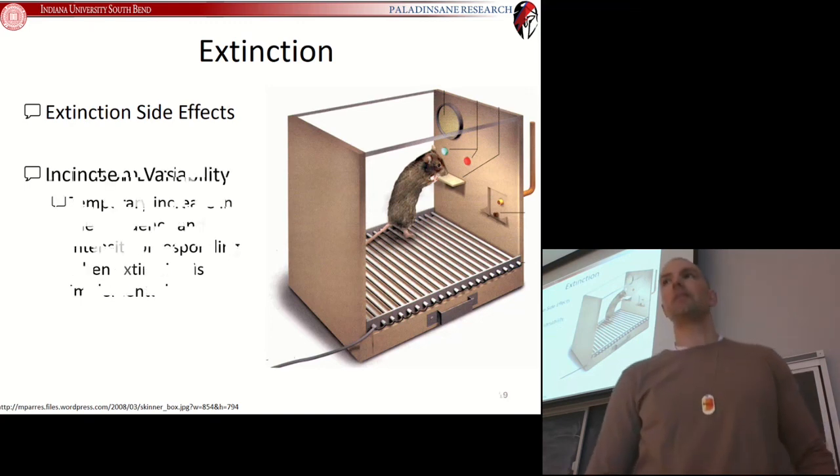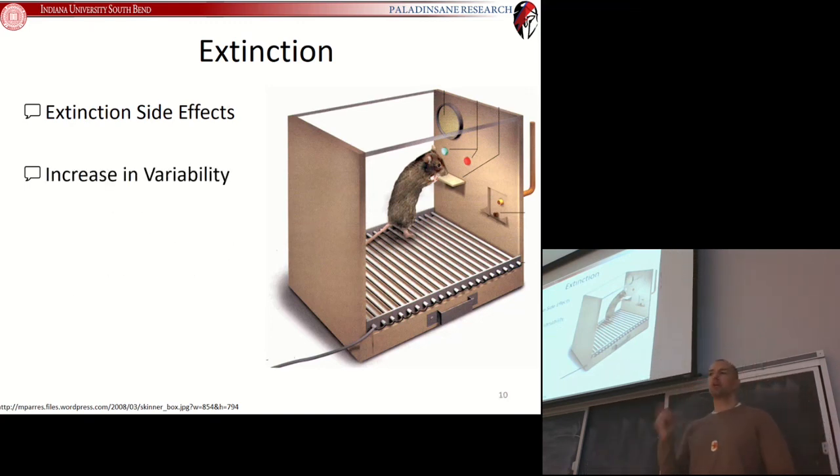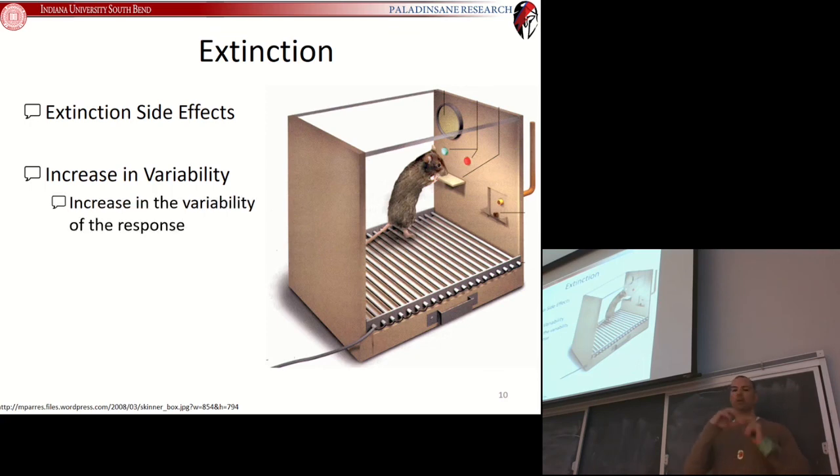What other side effects do we have? We have an increase in variability. An increase in variability means that whatever the behavior was, it would have a certain amount of variability. Once you put in that extinction paradigm, that variability is going to increase. So the child who was throwing a tantrum might have done two things. They might have yelled and they might have cried. That might have been the two instances of variability in their tantrum behavior.